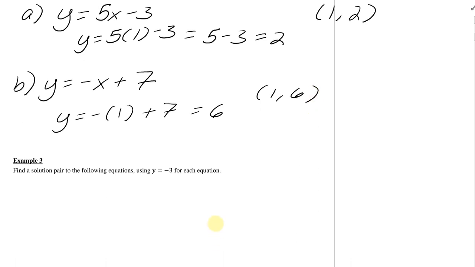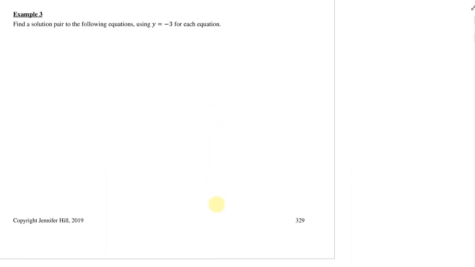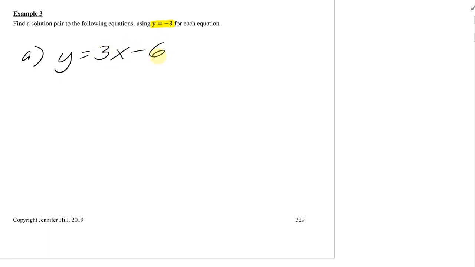Okay, so now let's pivot. Now let's say that I want to do this for y equals negative 3. So now I've got a new value, and I'm going to give you two different equations again. So now I'm going to do y equals 3x minus 6. Now this is slightly harder. I'm supposed to plug in y equals negative 3 and then find the ordered pair. Remember, your ordered pair will be in this format, x comma y.